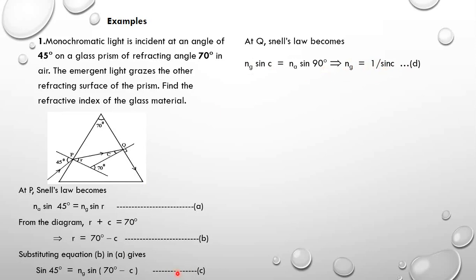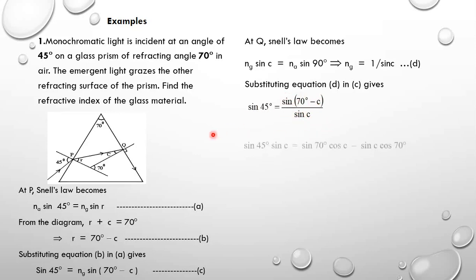We are going to replace that in equation C. For where we have NG, we shall have 1 over sine C, and that will give us sine of 45 is equal to sine of (70 minus C) divided by C, divided by sine of C. When we expand that, we shall have sine of 45 degrees sine of C is equal to sine of 70 degrees cos of C, minus sine of C cos of 70 degrees. So that's what we shall have.